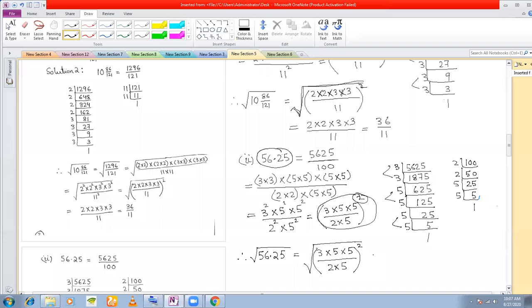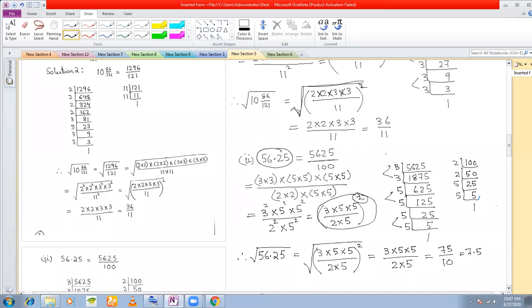Okay, which is 3 into 5 into 5. So you remove the square because it is a perfect square under a radical, under a square root. So what you simply get is this, so which is 15 into 5, 75 divided by 10, which is 7.5.